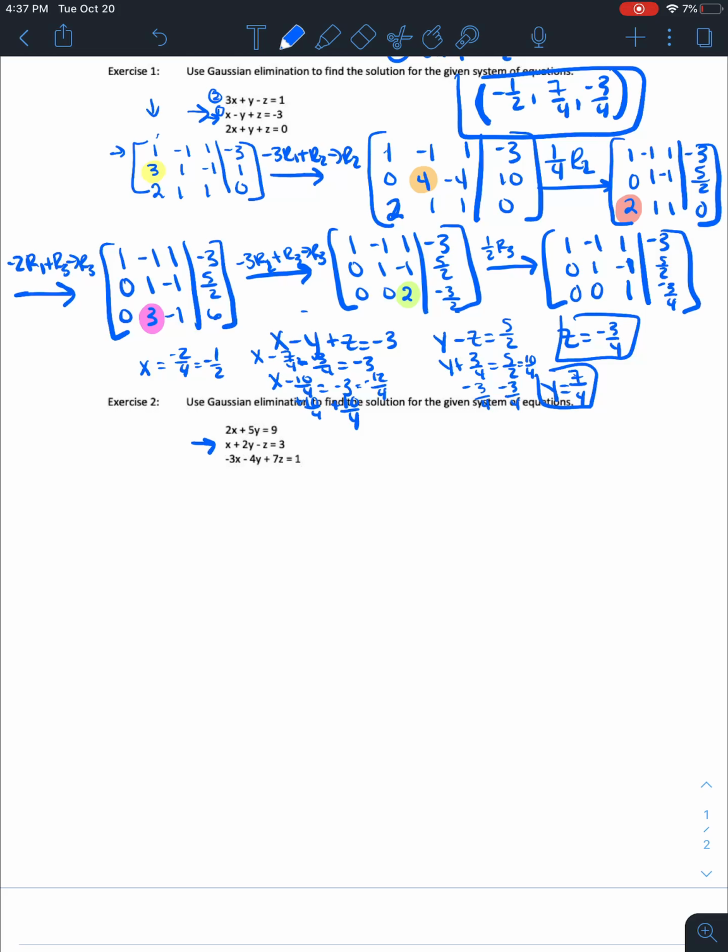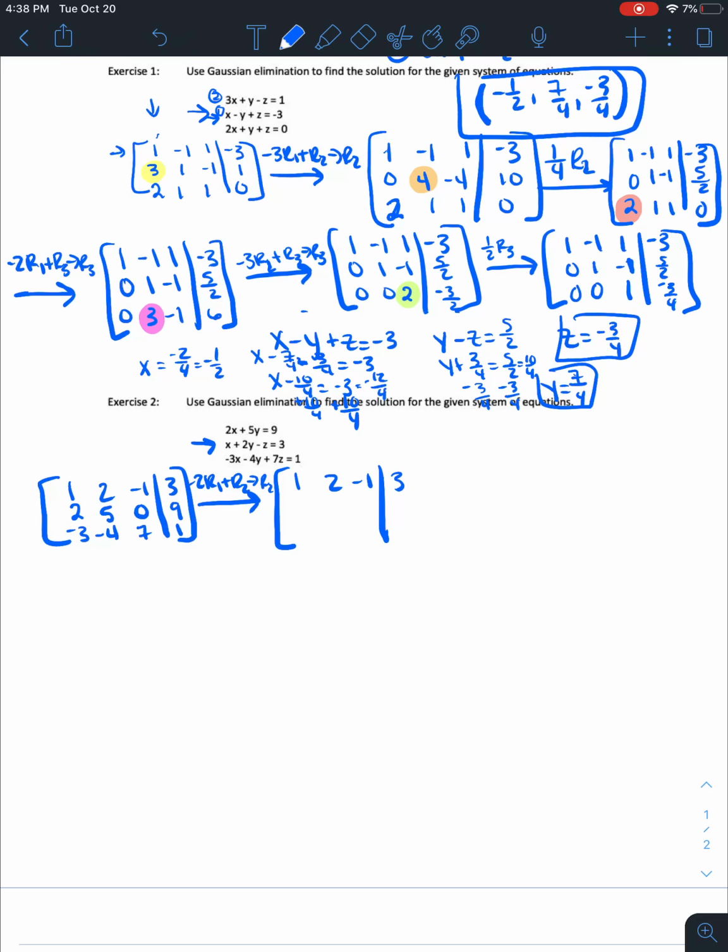All right, so let's look at number 2. I am going to set this up with that second equation first again. So I have 1, 2, negative 1, 3. Then 2, 5, and I don't have a z value, so that's 0, 9. Then negative 3, negative 4, 7, and 1. My first row is good; I've got a 1 in that first position. In my second row, I need to make that 2 a 0. So I'm going to do negative 2 times row 1 plus row 2, and put that in row 2.